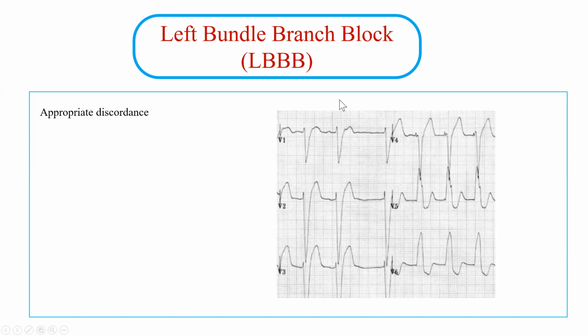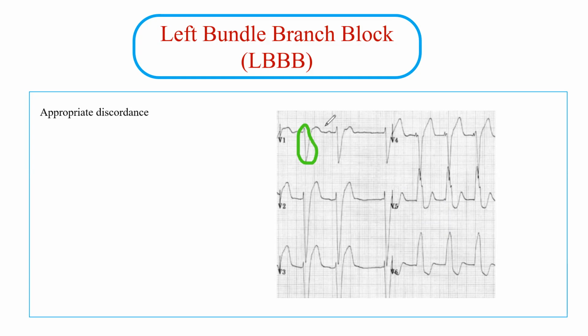What does that mean? Again, when we talked about the bundle branch block, we said there is an abnormal depolarization because electricity is not following the normal electrical pathway. If there is an abnormal depolarization, by definition, it will be followed by abnormal repolarization. And we remember that the ST segment and the T wave represent the repolarization period. So if the depolarization was abnormal, the repolarization will be abnormal as well. So what is the appropriate discordance? Because of what is happening in the depolarization, you can also see ST segment depression or elevation.